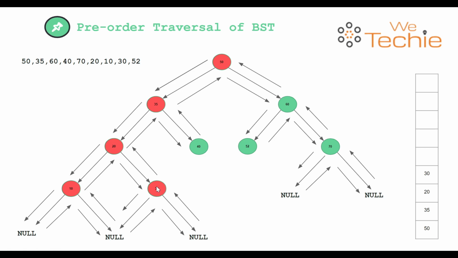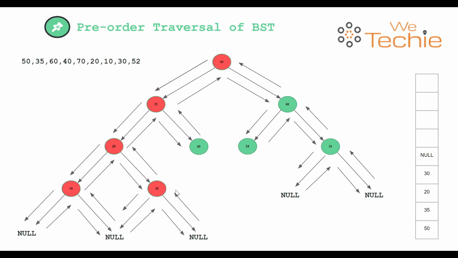Now the left node and right node of 30 are both pointing to null, so it will add null into the stack, and then it will backtrack to 30, as the implementation for both left and right of 30 is executed.